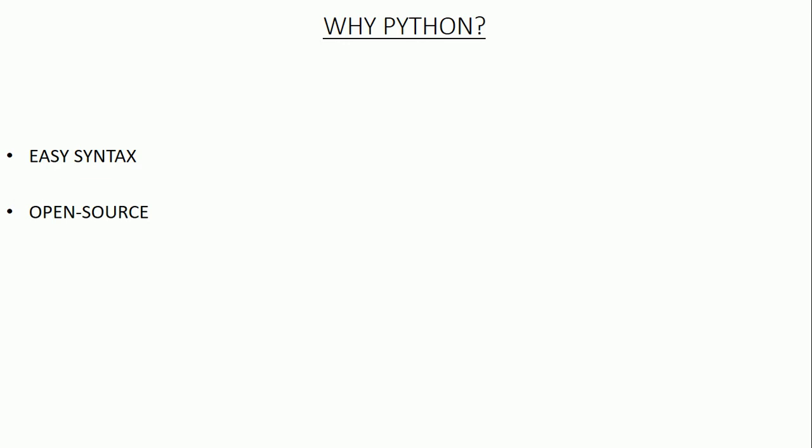Second thing, open source. What is the meaning of open source? Open source doesn't mean that it is free. Open source means that if you want to add your code into the Python library, or you want to create a library for Python, you can easily create it and push it into the Python repositories, and their community will accept the code if they like it.